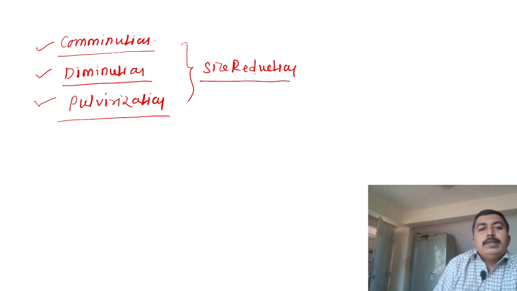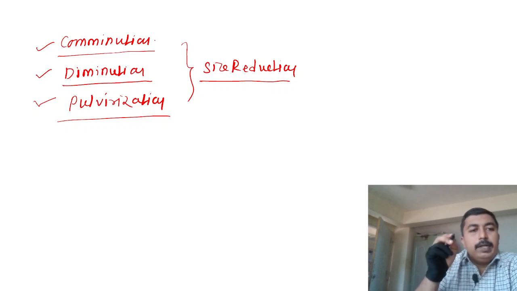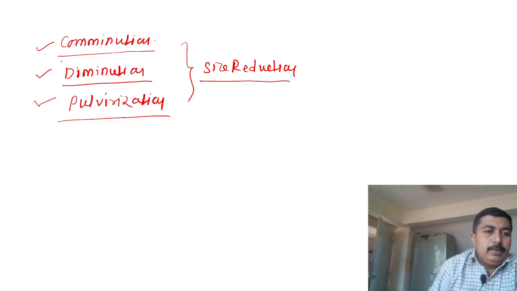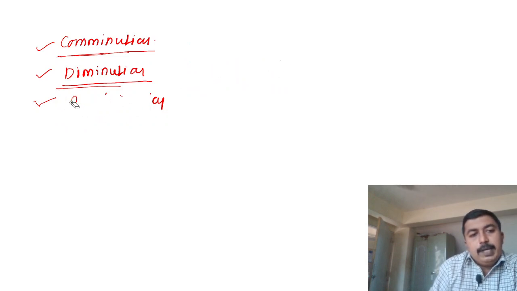All are the same. Sometimes a question is asked in MCQ type questions: which of the following is another term for size reduction? They will give you any one option out of these three, so you have to select the correct option. That is either comminution, diminution, or pulverization. These are all similar terms for the size reduction process.